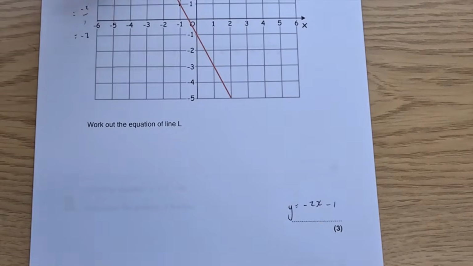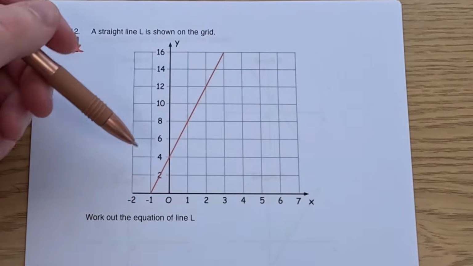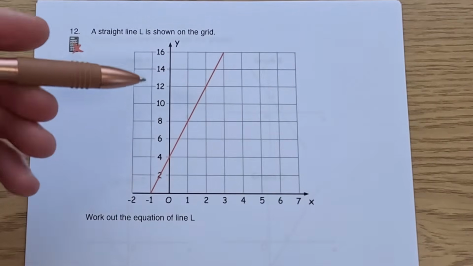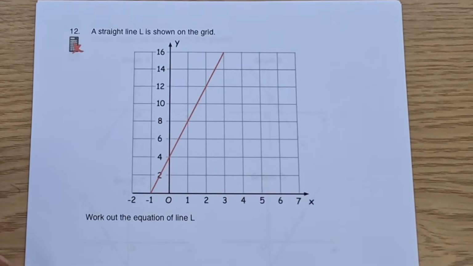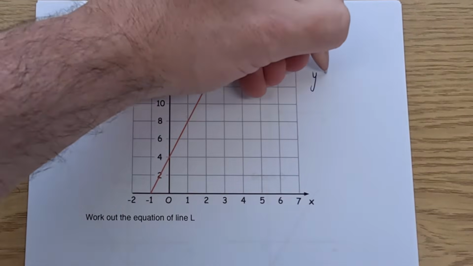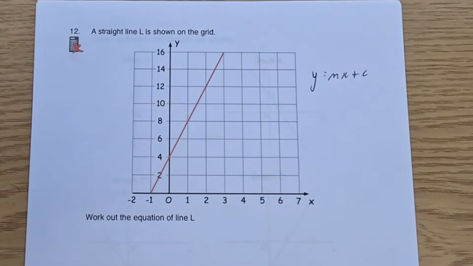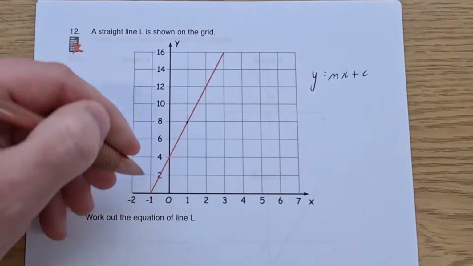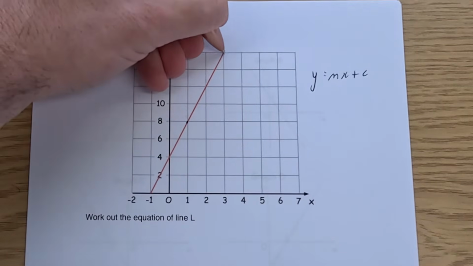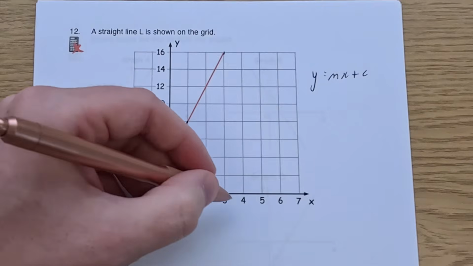Okay, let's look at our next question, question number 12. We've got this line on the grid, the line L, and we've been asked to work out the equation of this line L. So again, it's going to be in the form y equals mx plus c, and we need to find the gradient of the line and the y-intercept. For the gradient, I'm going to choose 2 points on the line: the point 1, 8, and the point 3, 16, so 3 across, 16 up.